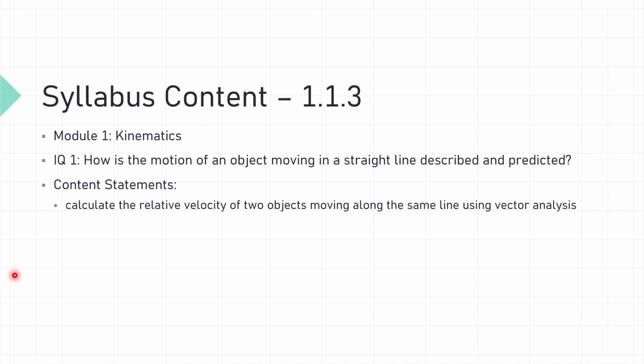That's inquiry question 1. Our content statement is all about calculating the relative velocity of two objects which are moving along the same line using vector analysis. So there are two big things that we're going to be looking at today. It's that relative velocity component as well as the vector analysis, and linking those concepts to mathematical calculations.